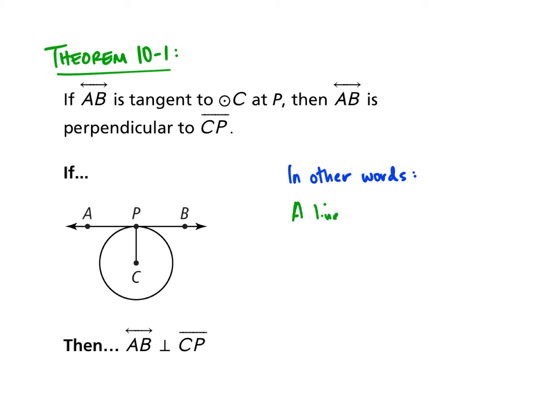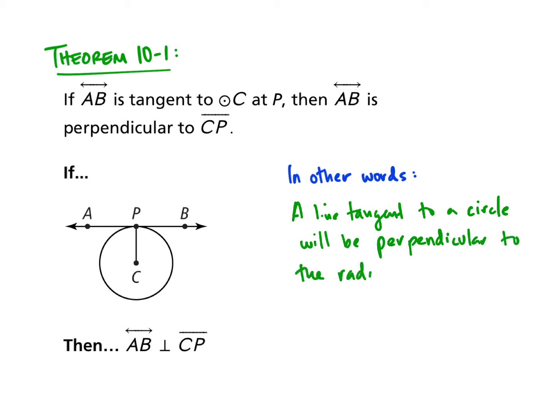A line tangent to a circle will be perpendicular to the radius that's drawn to the point of tangency.